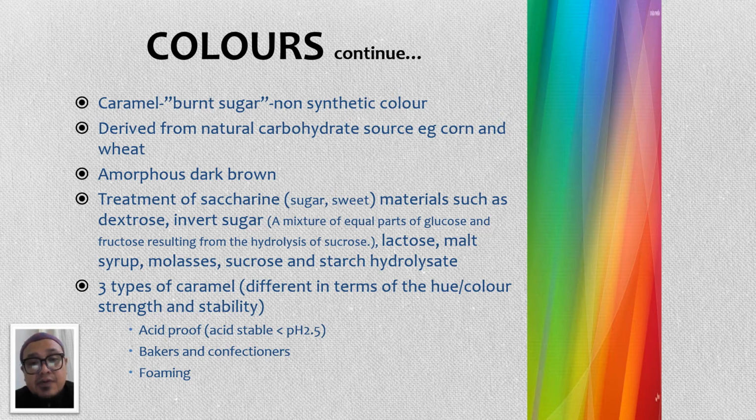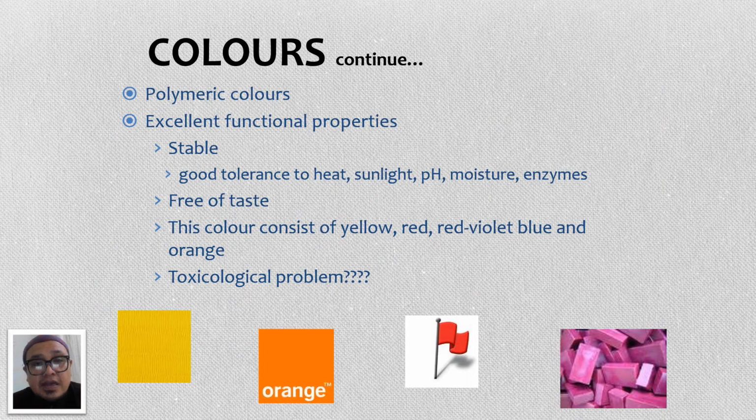Okay, first of all, it's acid proof, acid stable, less than pH 2.5. Baker and confectioner and foaming. Okay, polymeric colors have very excellent functions or properties. First, they are very stable, with good tolerance to heat, sunlight, pH, moisture, and enzyme. They are free of taste, tasteless. This color consists of yellow, red, violet, blue, and orange. And what do you think about the toxicology problem? Do you think they have any?